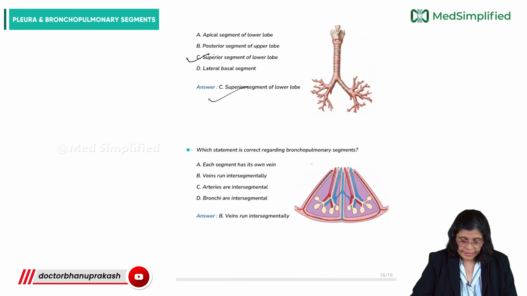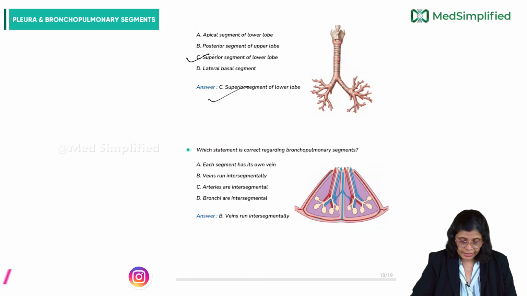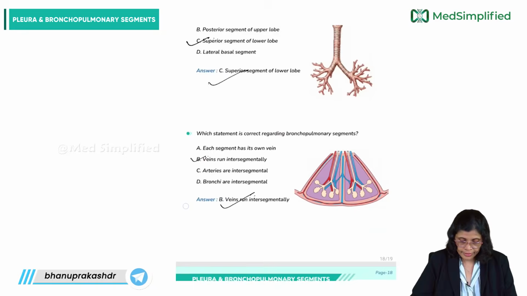Which statement is correct regarding bronchopulmonary segments? Each segment has its own vein; veins run intersegmentally; arteries are intersegmental; bronchi are intersegmental. We know that artery and bronchus both are segmental. So each segment has its own artery and it is aerated by the tertiary bronchus. So C and D are not right. Veins run intersegmentally. Yes, pulmonary veins are between the segments. So that is the right answer.